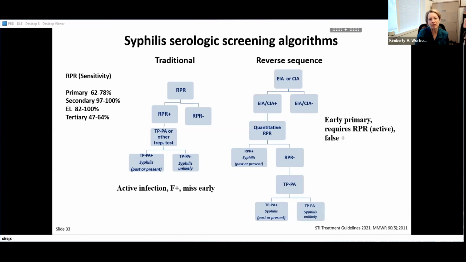Whereas with the reverse sequence algorithm in a low prevalence population, you can have an increased amount of false positive tests. For some of these nuances on how to use the tests, I would really refer you to the guidelines. But I just want to make you aware that this is not perfect, these tests are very challenging sometimes, and the presentations, as I just showed you, are very challenging.